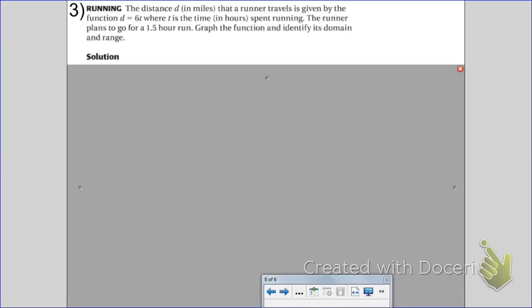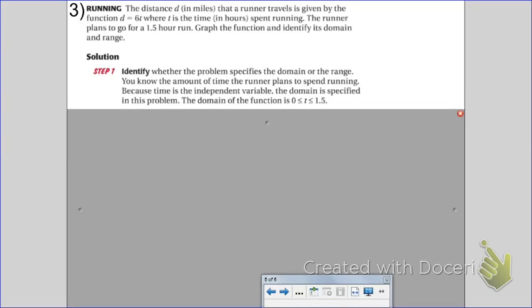Here's a word problem. Go ahead and read this to yourself as I read it out loud. The distance d that a runner travels is given by the function d equals 6t, where t is the time spent running. The runner plans to go for a 1.5-hour run. Graph the function and identify its domain and range.